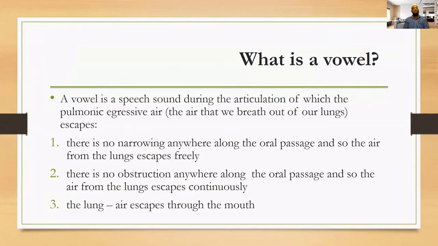Vowel means there is no narrowing anywhere along the oral passage, and so the air from the lungs escapes freely. In consonants, you can find there will be friction, there will be obstruction. Here, the air comes out freely. There is no obstruction anywhere along the oral passage, and so the air from the lungs escapes continuously. The third point, from the lungs, the air escapes through the mouth.